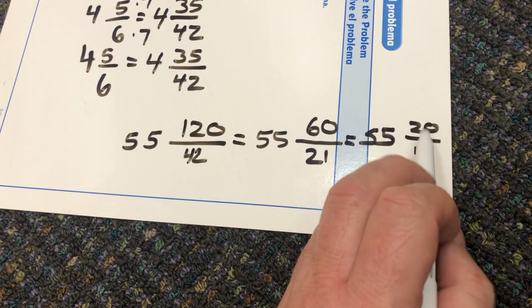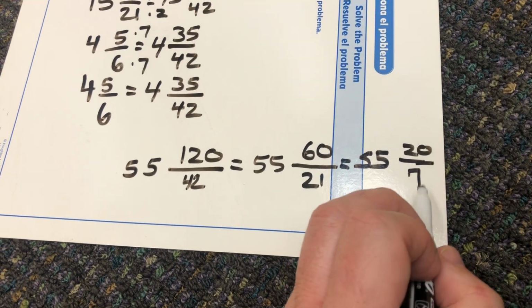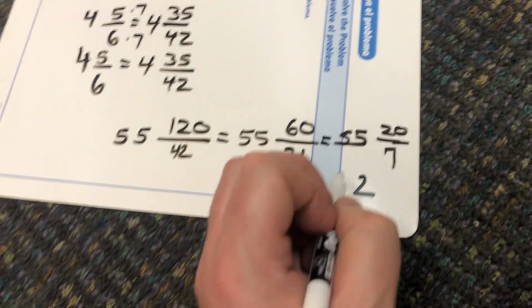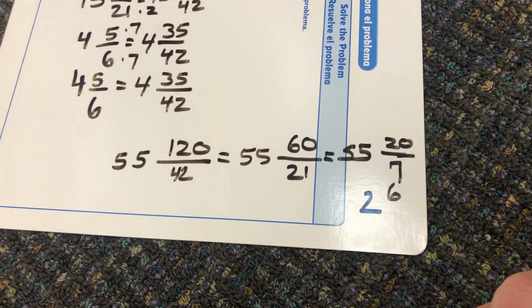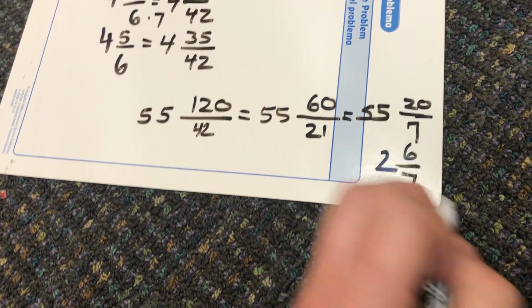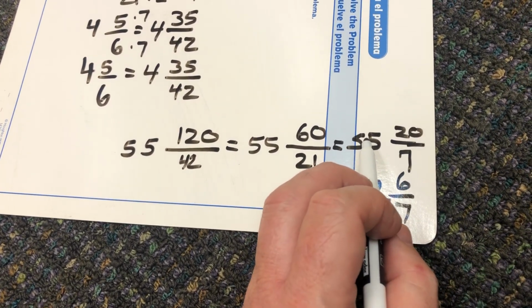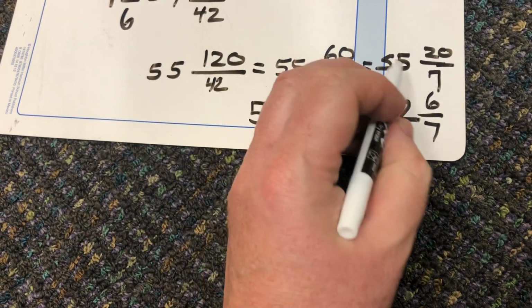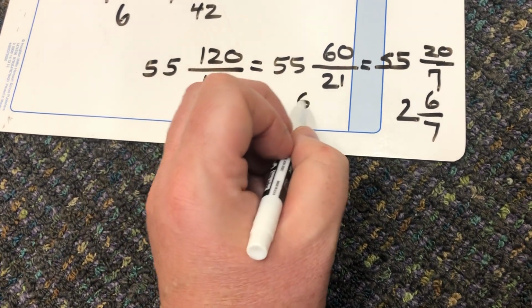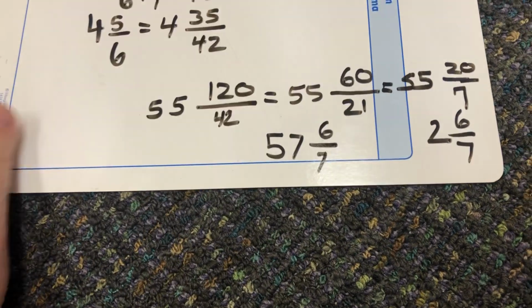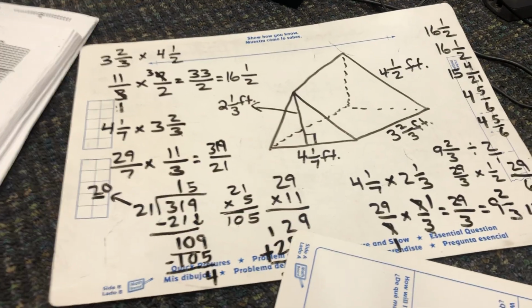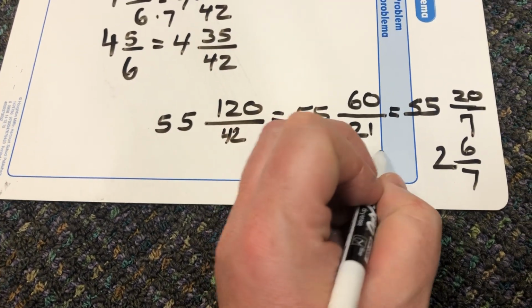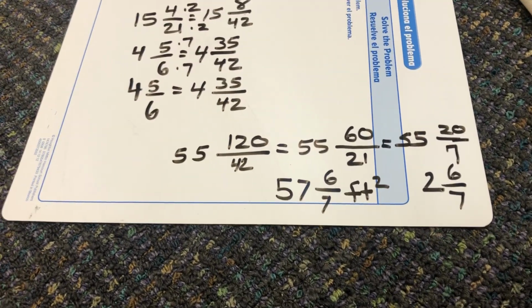Well, there's no number besides 1 that can go into both 20 and 7. 7 can go into 20 2 times. If I take 7 into 20 2 times, there are 6 left over. My denominator is 7. But I can't forget about the 55. I have to add that to my 2, which means that I end up with 57 because 55 plus 2 is 57. And 6/7. Remember, we were working with the unit feet. So it's feet squared.